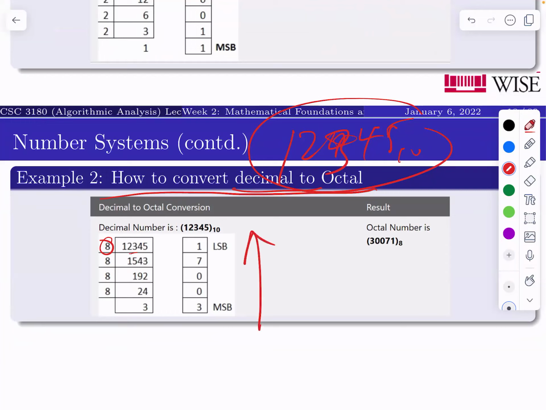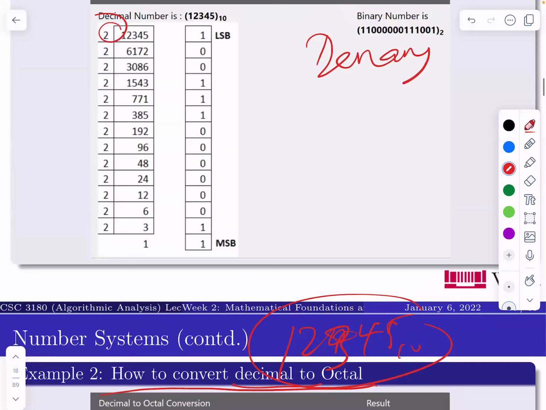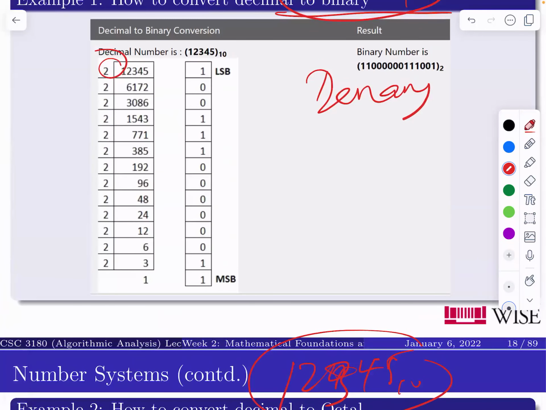from bottom up. At the end, you see the last one here, 8 goes into 24 three times. The remainder is 0, right? So when the remainder is less than 8, you just put it right there. So 12345 in decimal is the same thing as what? 30071 in octal. Can you see that? So that's how to do it. It's super easy. I'll do it once again.